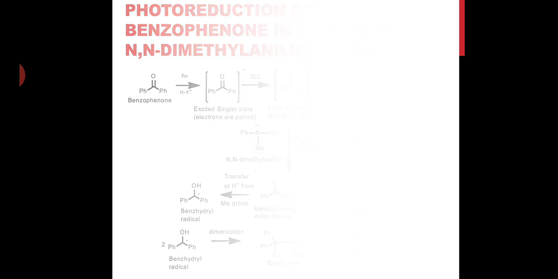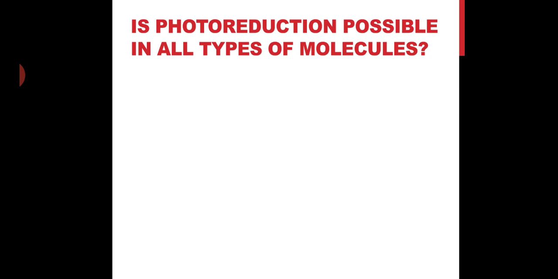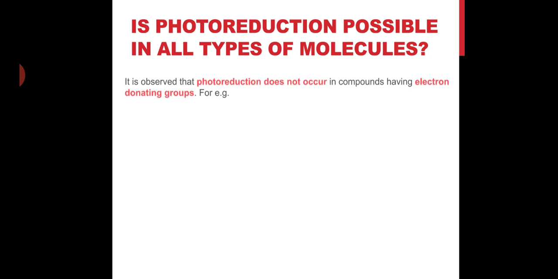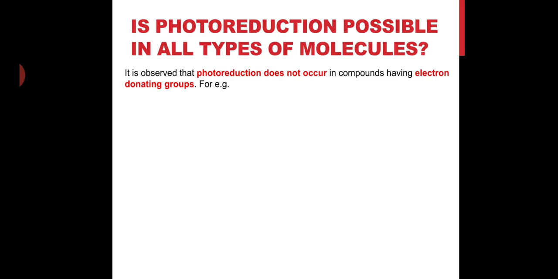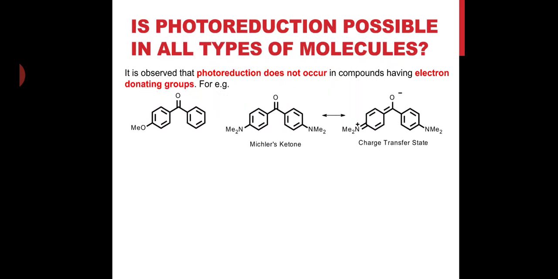The next question is: is photoreduction possible in all types of molecules? It is observed that photoreduction does not occur in compounds having electron donating groups, for example the methoxy group, as you can see in the first compound. Here, the lowest excited state is the pi-pi star state and not the n-pi star state, and this state does not have the ability to abstract hydrogen.